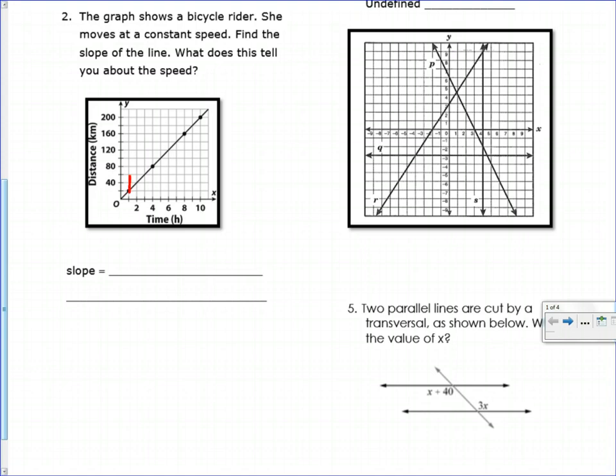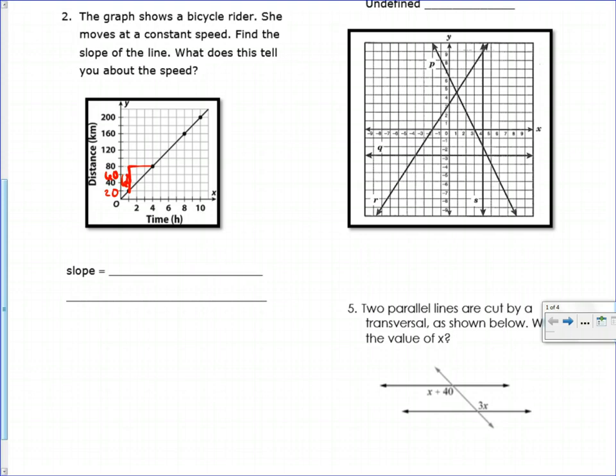So I'm going to draw my right triangle. Now what's different here is we have to pay attention to our scale. We're not going by ones on my y-axis. Instead, it's going by 20s. So 20, 40, 60, up to 80. Because it's going by 20s and I went up 3 squares, I have a rise of 60.